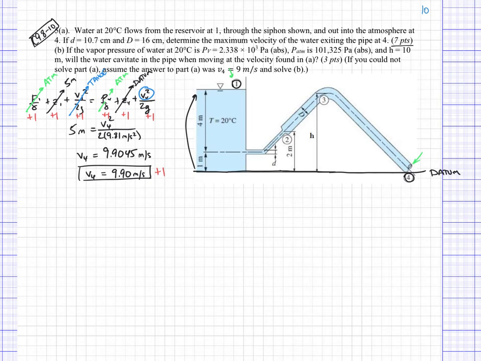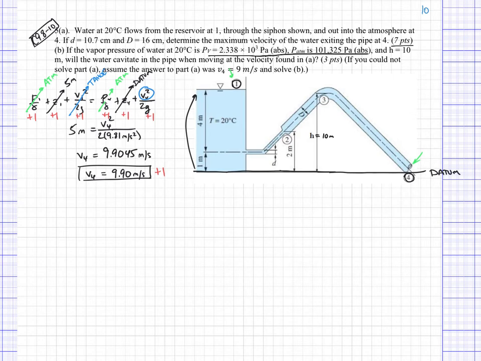Now we'll go into the second part of this. If the vapor pressure of water is this annoying number, and we know the atmospheric pressure, H is 10 meters. Will the water cavitate in the pipe when moving at the velocity found in A?